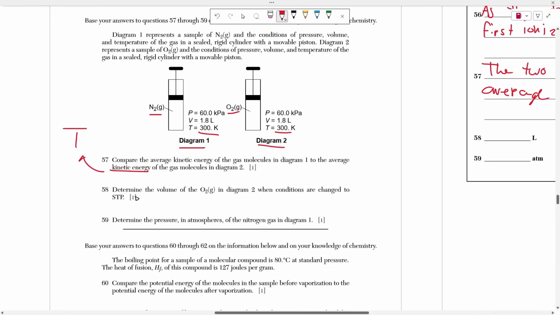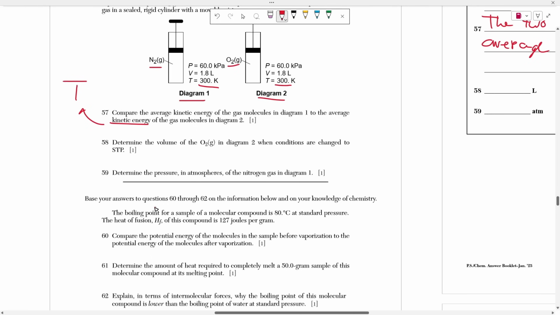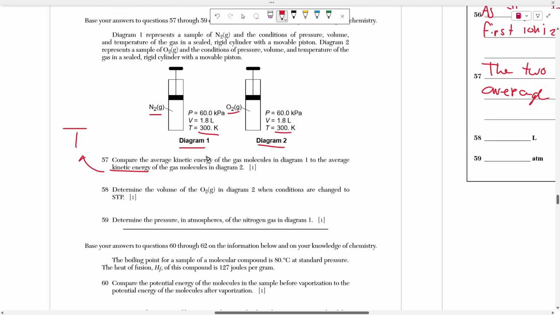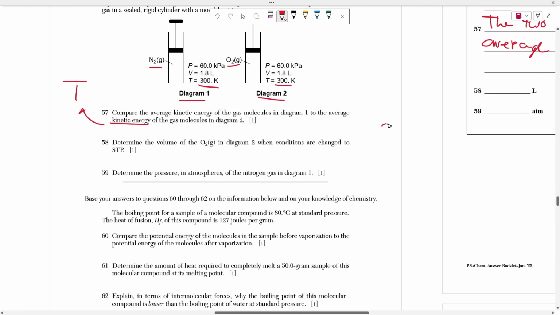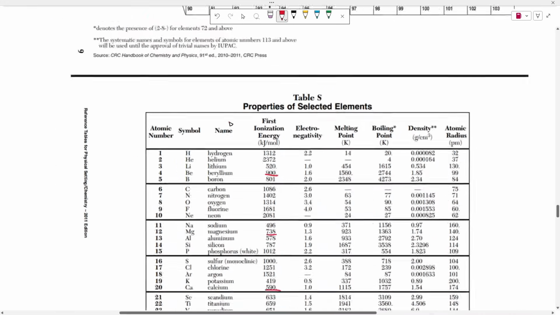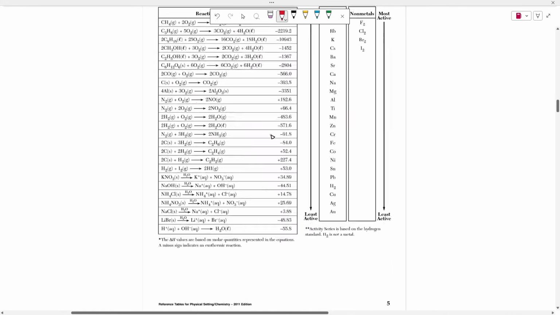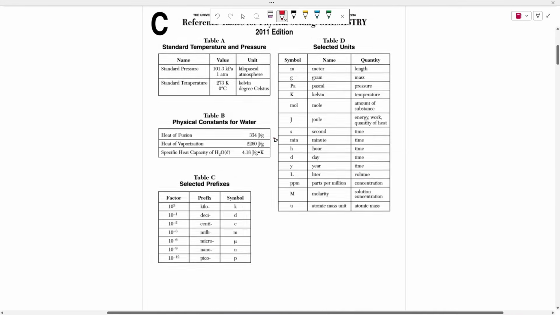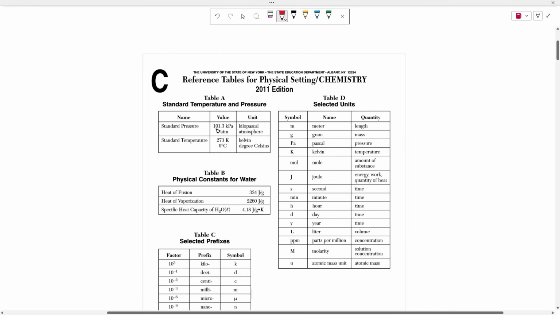Number 58 asks us to determine the volume of O2 in diagram 2 when the conditions are changed to standard temperature and pressure, okay? So right now we're not at STP. Why? Well, because STP is 298 Kelvin at 101.3 kilopascals, I think it's kPa. If you're unsure, like I am right now, you can move up to the front of your reference table and it will tell you that standard pressure is 101.3 kilopascals, or one atmosphere, and then the standard temperature is 273 degrees Kelvin, okay?